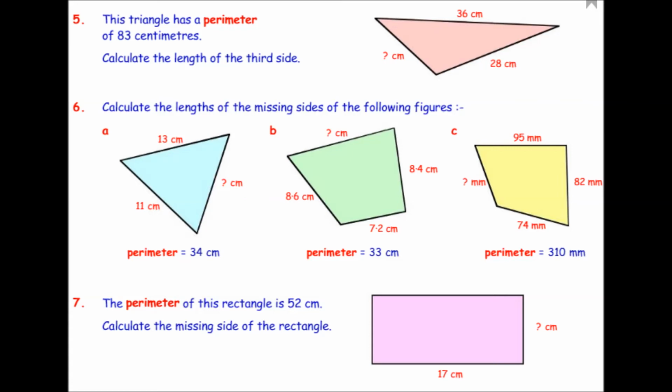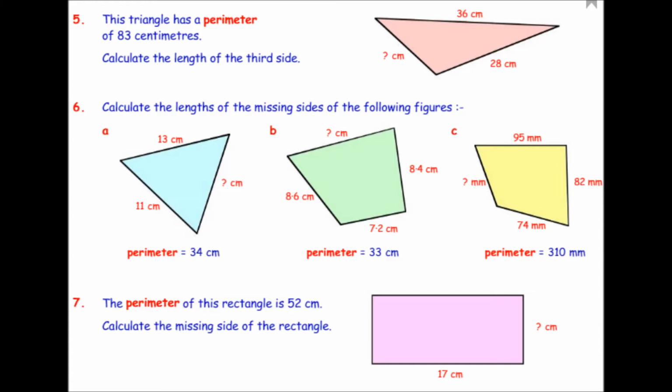Good morning, little children. Now we're going to carry on with our perimeter work. So we're on book 2A, page 120. What is interesting about what we're going to look at today is that your algebra is going to come in really helpful. So let's look at question 5.